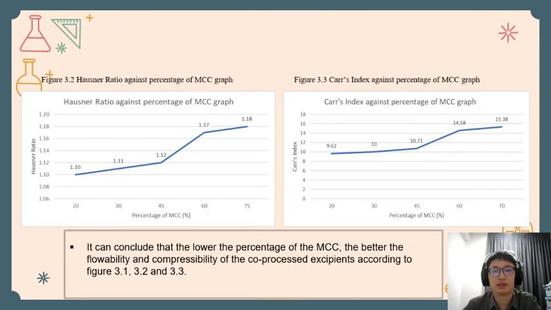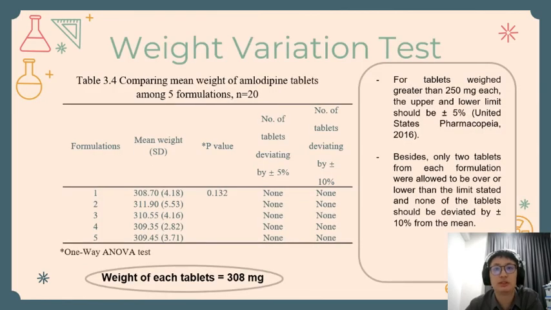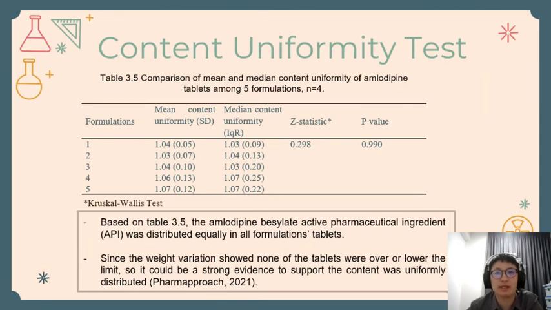It can be concluded that the lower the percentage of MCC, the better the flowability and compressibility of the co-processed excipients, according to figures 3.1, 3.2, and 3.3. According to table 3.4, none of the tablets deviated beyond 5% and 10% of the mean weight. Table 3.5 shows the API was distributed equally in all formulation tablets. Since the weight variation shows none of the tablets over or lower than the limit, it is strong evidence to support that the content was uniformly distributed.